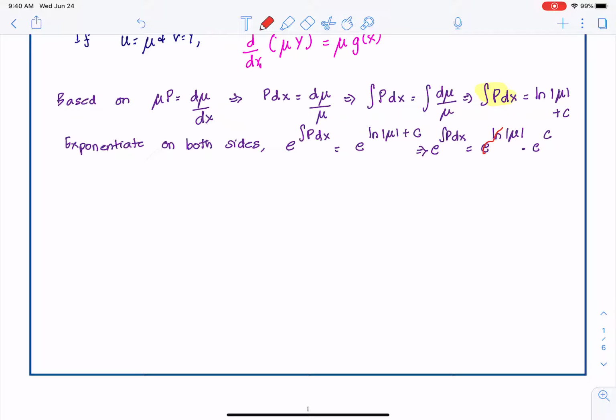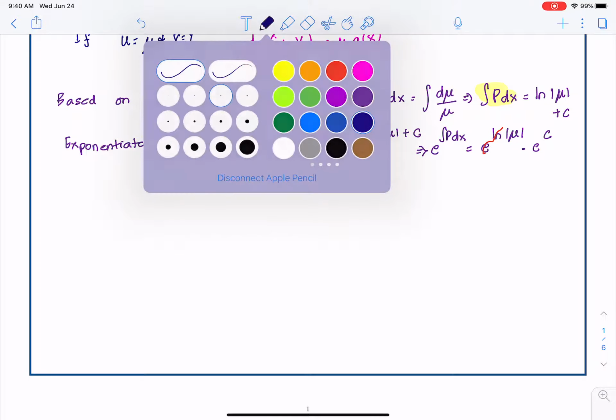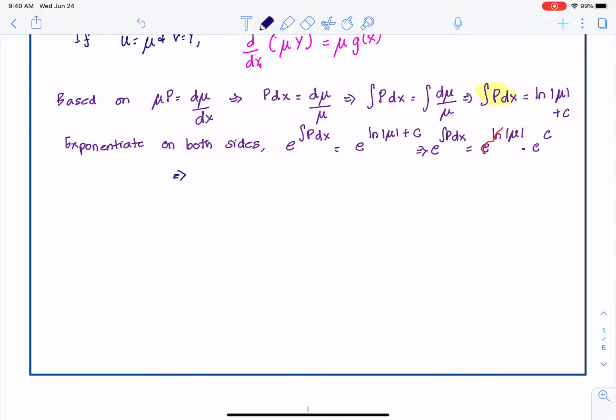c1. So we would end up getting e raised integral p times dx equals mu times c1. Later on, we would see that this particular constant doesn't have much of an influence in the final solution. So we're going to make another assumption that c1 is simply 1.